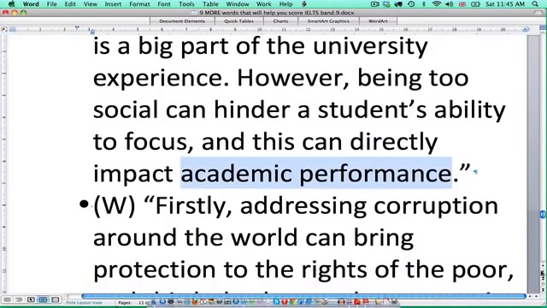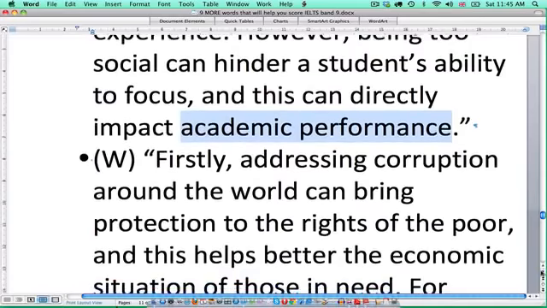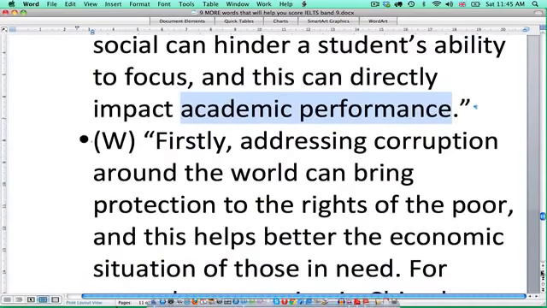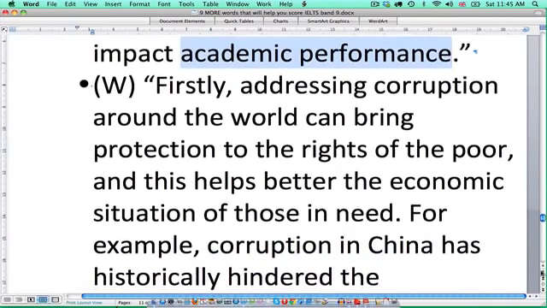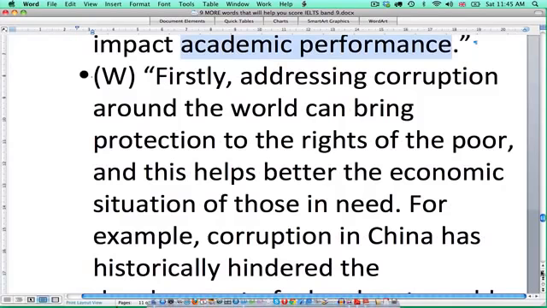Let's see here. So there was a question regarding how to improve world poverty, and we might use hinder in this way. This would be the first supporting paragraph. Firstly, addressing corruption around the world can bring protection to the rights of the poor, and this helps better the economic situation of those in need.